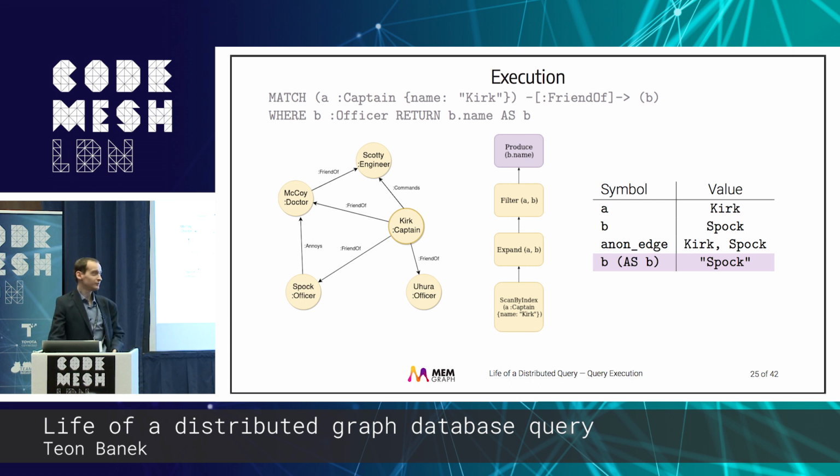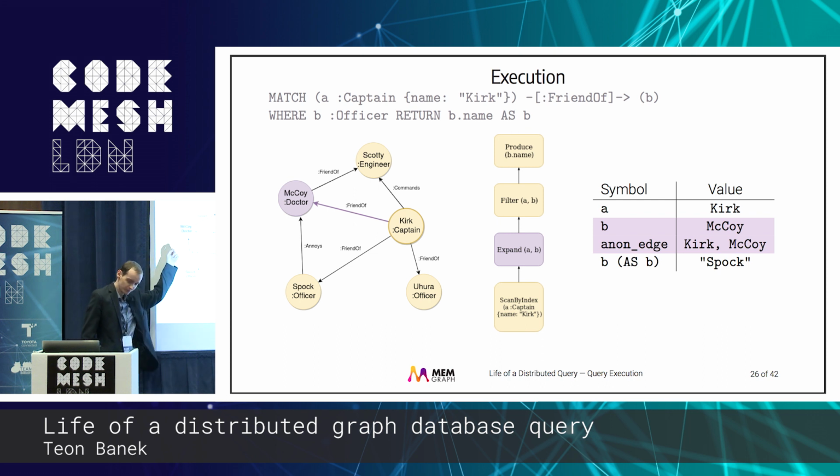Next, we call another pull. So produce will go down to filter and back to expand. Now expand will not call scan by index because it hasn't traversed all of the edges yet. So for example, here we go to McCoy. And now the filter actually has some job to do. McCoy is a doctor and not an officer, so it will get filtered out.